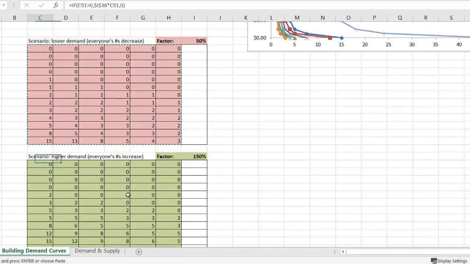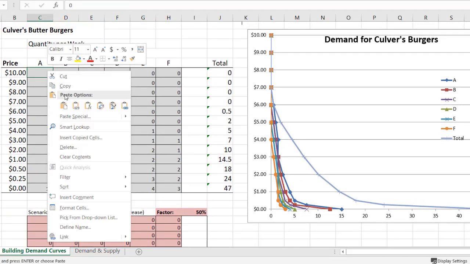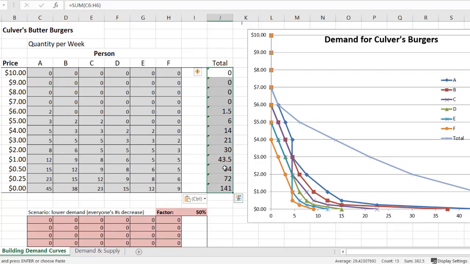Let's say Culver's does a lot of advertising and ramps up people's preferences. So I'll paste in some higher numbers here. That makes all the numbers go up, and you can see the demand curve shift back up. So as those numbers change, this list of the amount people buy at different prices changes, and that is what's shifting demand up and down.